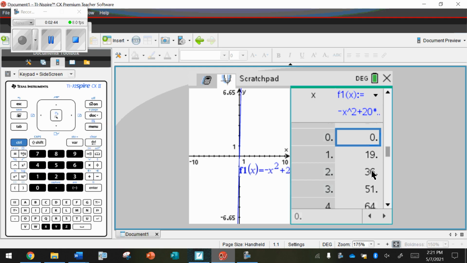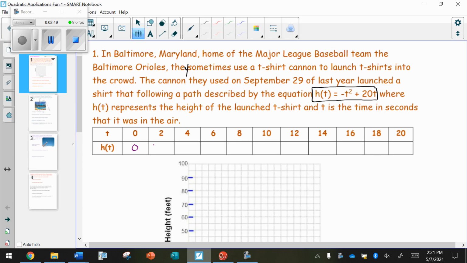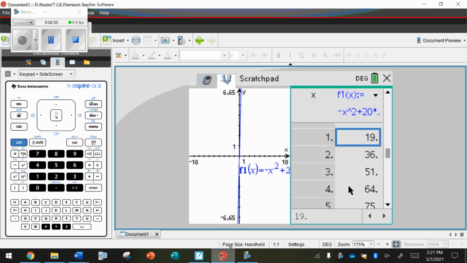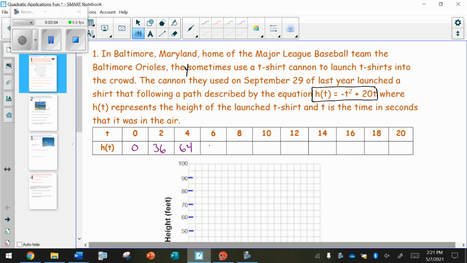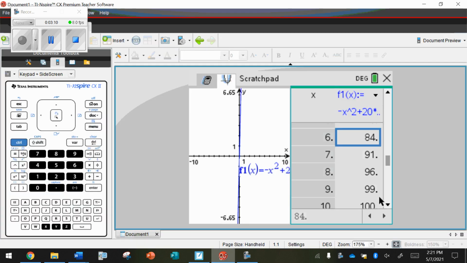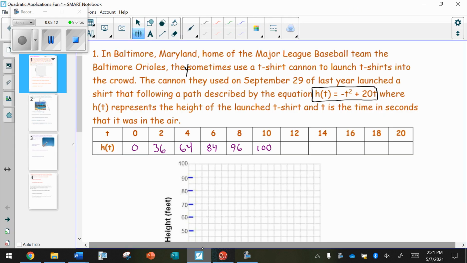Time 2, it's at 36, and 4 is at 64. And then at 6 is 84, 96, 100. And then they start going back down. Once they start going back down, I know my values will repeat because it's a parabola, because it has an x squared, or technically a t squared. So I know that it's going to be symmetric.